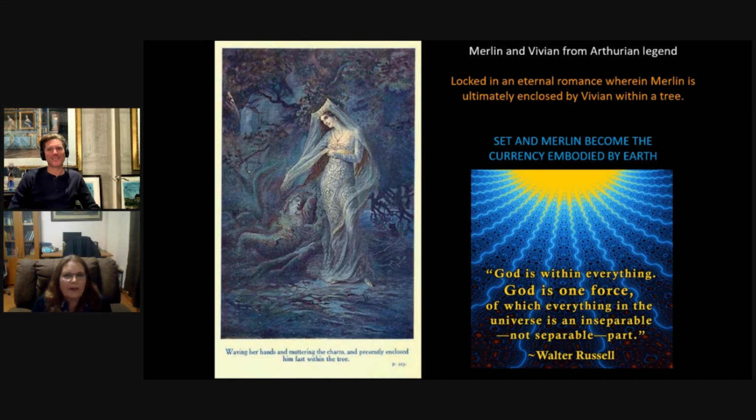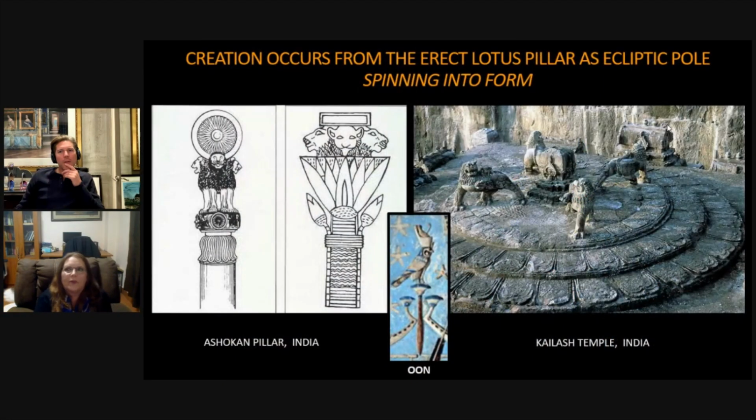And on this picture on the right, on the left, it says, she's Vivian waving her hands and muttering the charm and presently enclosed him fast within the tree. So, yeah, what are you going to do? So Set and Merlin become the currency embodied by Earth. And Walter Russell says, God is within everything. God is one force of which everything in the universe is an inseparable but not separable part. So, of course, Set is not evil. Again, as Hakim had said, it all depends on which way you're looking, what direction you're looking. Is he in or out of the container?